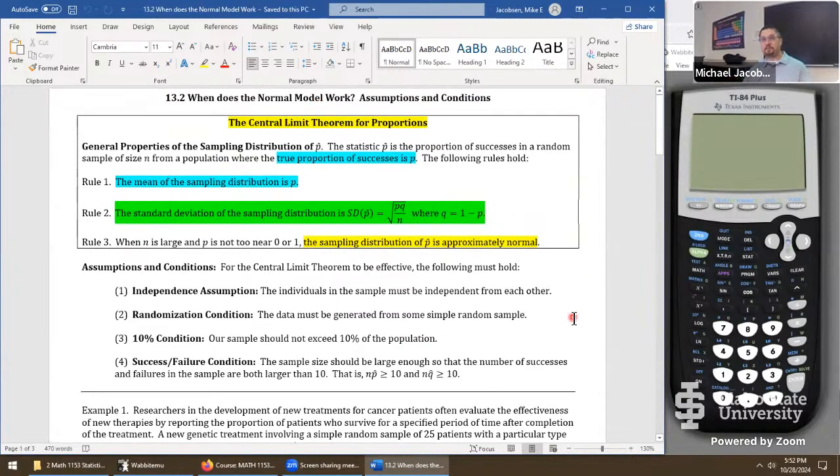So we are about ready to derive the true method. But first, we have to know when the method works, and that's the assumptions and conditions. I copied and pasted this whole theorem into these notes because it's weird to have assumptions and conditions unless you're staring at the theorem for which it applies right away. So right out of the gate, that says for the central limit theorem to be effective, the following must hold. And the first thing that must hold is something we can't even really check, the independence assumption. The individuals in the sample must be independent from each other.